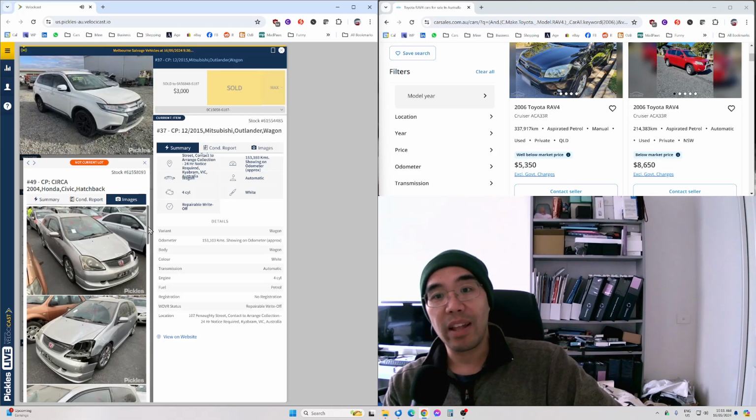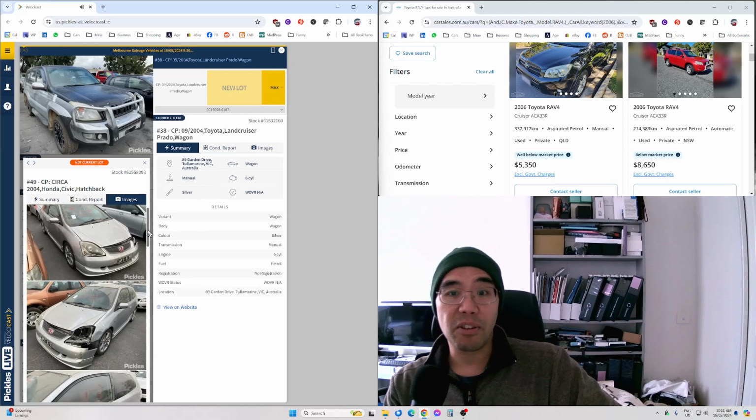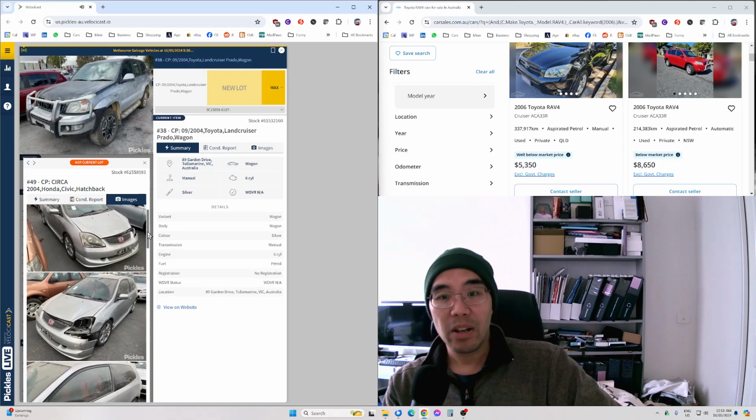Pretty rare car in Australia. I can't remember the last time I saw one driving around. My brother used to own one. Great thing.